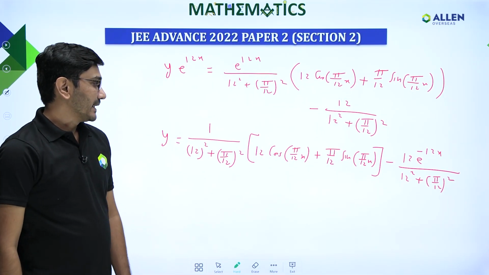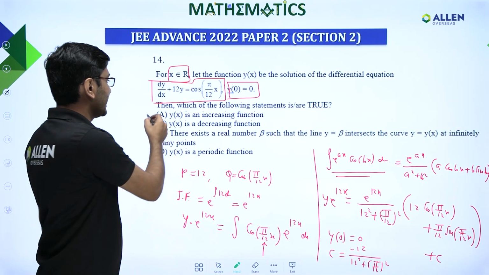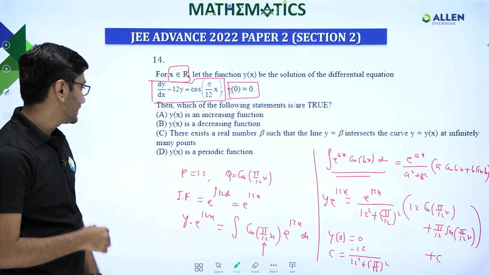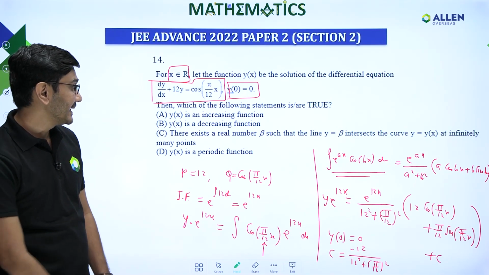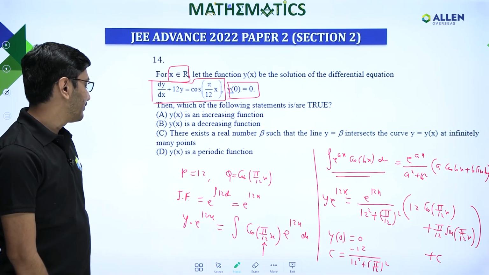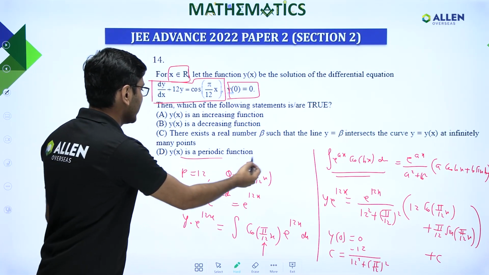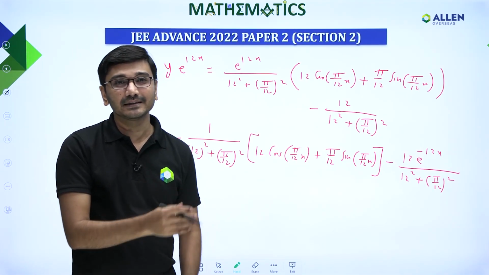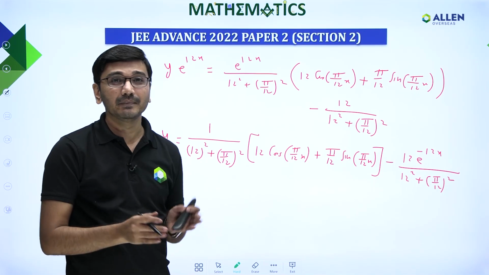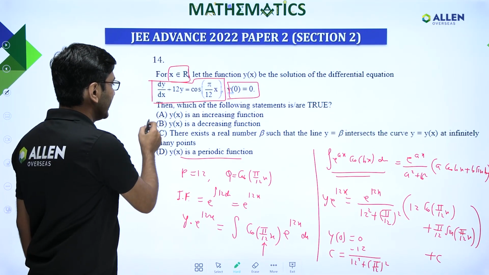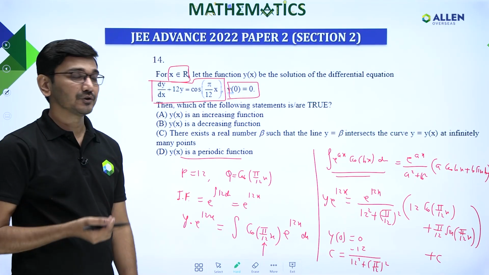Well, now if you just look at the options, what they are saying, option A is saying that it should be increasing function, option B is saying that it should be decreasing function, option C is saying there exists a real number beta such that the line y equal to beta intersect the curve y equal to y of x at infinitely many points, and option D says y of x is periodic function. Definitely we can take derivative and prove that derivative is coming positive and negative sometimes. So, it will be definitely increasing as well as decreasing. So, we can't say here that A and B options are correct, because derivative we get positive and negative.